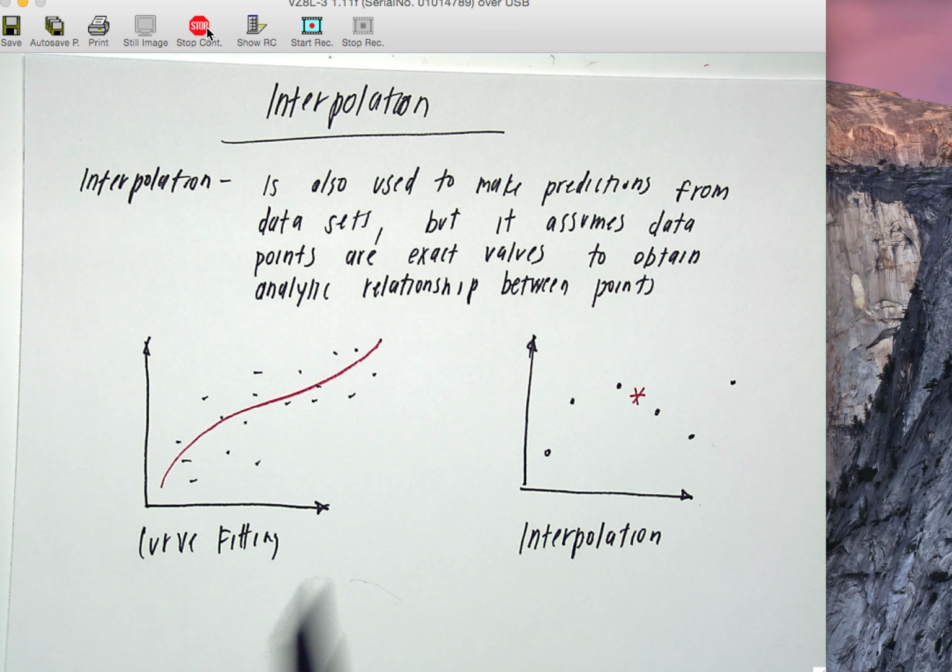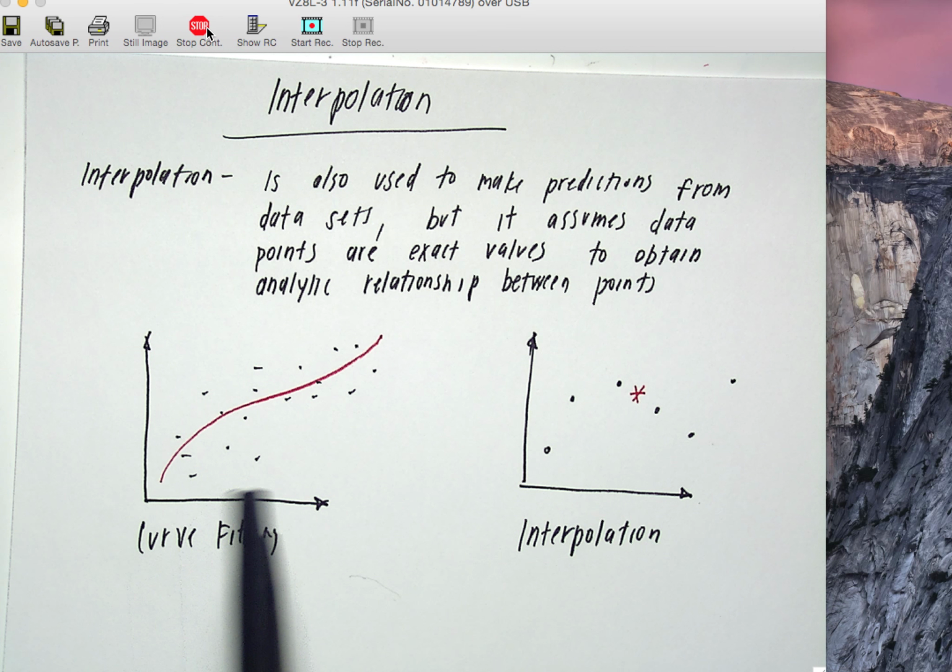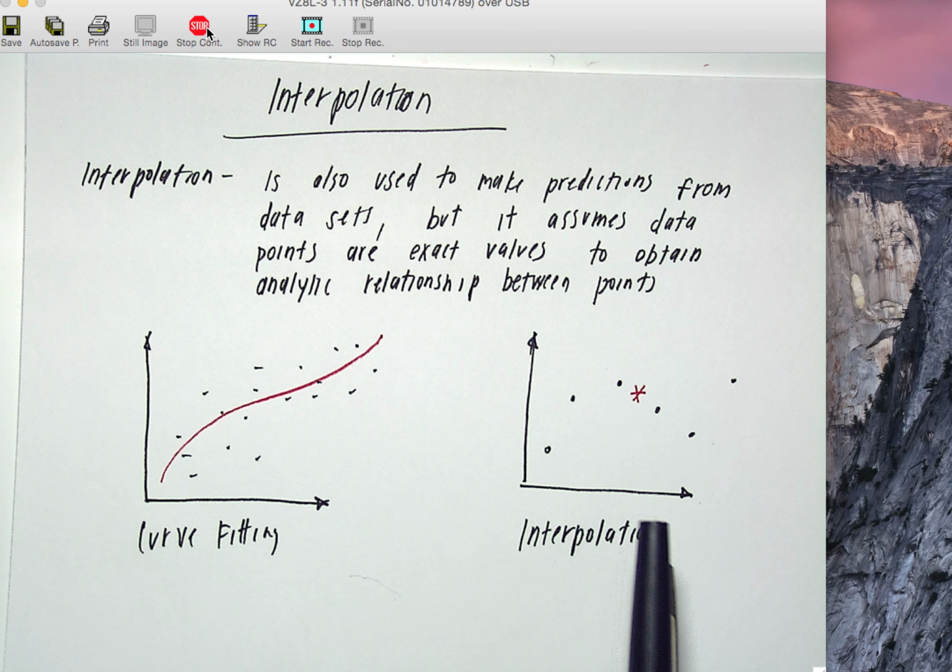So again, here you're assuming that there's random fluctuations, so you're just looking at an overall trend. Here, you're assuming exact values, and you're trying to approximate a value between data points. So it's a different thing.